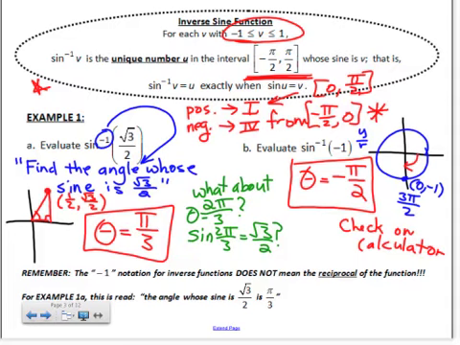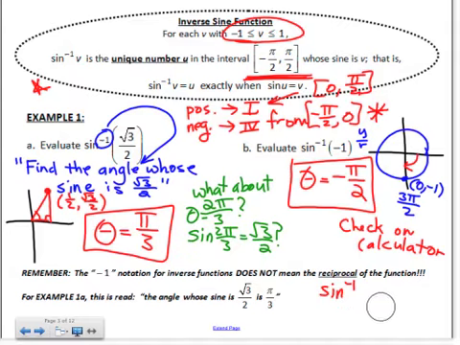All right, again, notice that that -1 does not mean reciprocal. Sine inverse of some value, let's call it v, is not 1 over the sine of v. That's bad. Bad, bad, bad. We would not be a happy camper with that, okay?